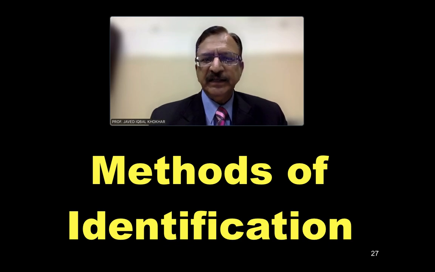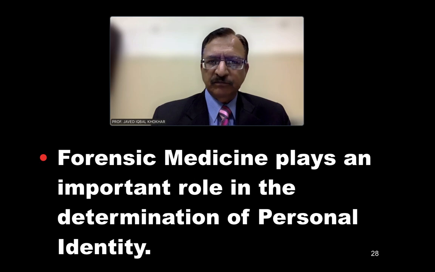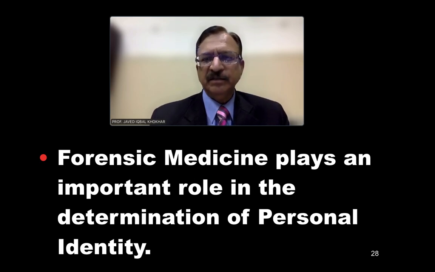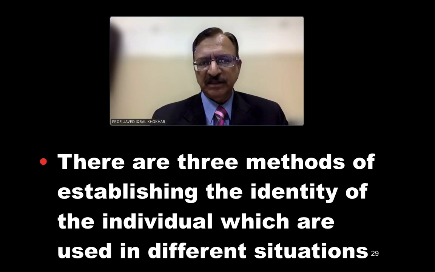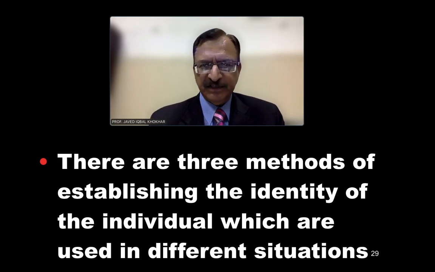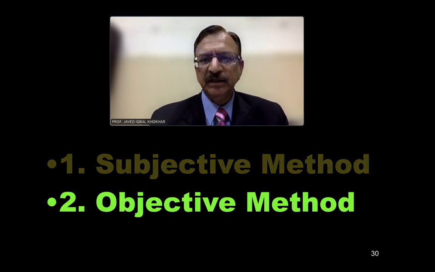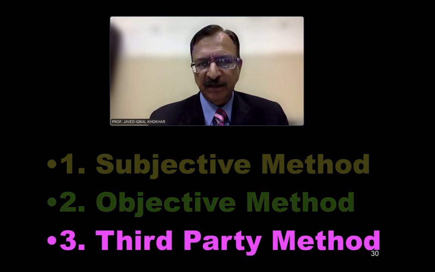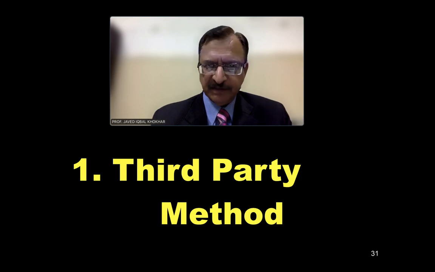Now regarding the methods of identification, in this the forensic medicine plays a very important role in determination of the personal identity. And the methods which are used, they are commonly the three methods for establishing the identity of an individual, and these three methods are the subjective method, objective method, and the third party. Subjective method means the subject is in front of us.